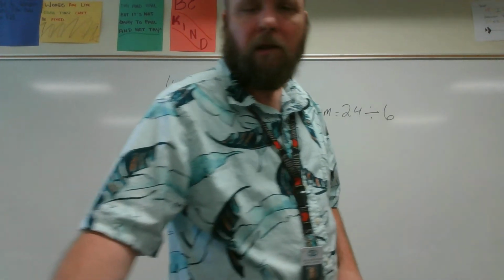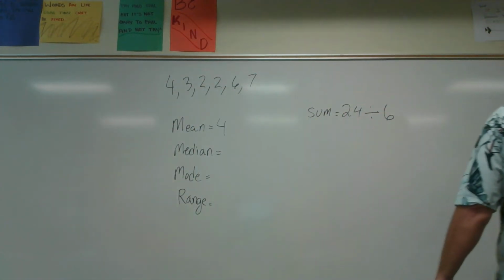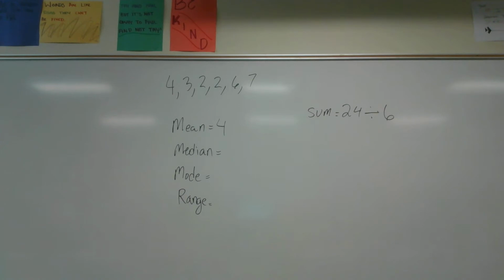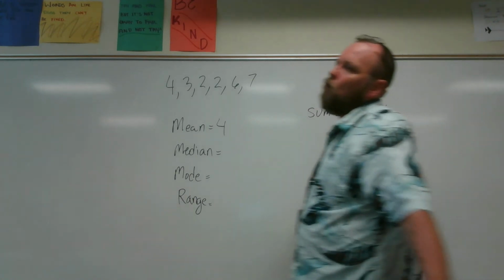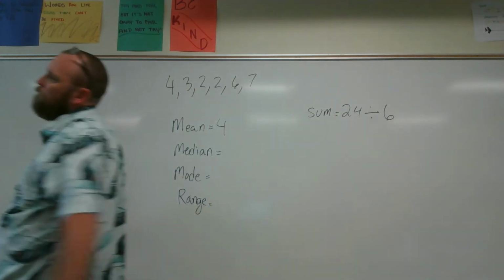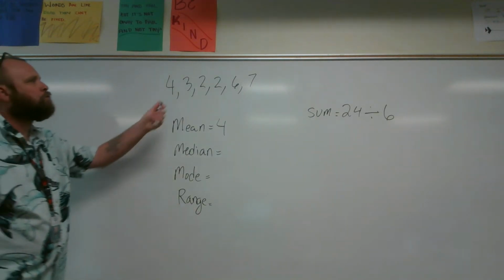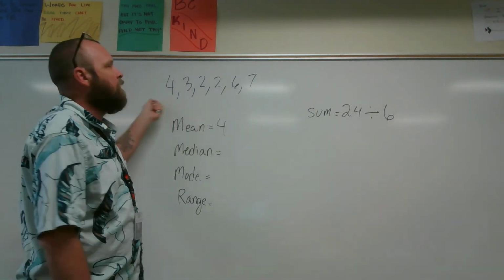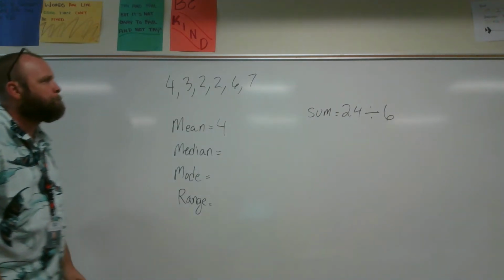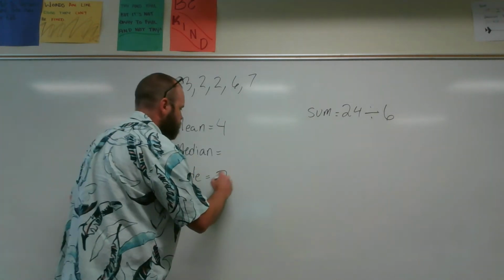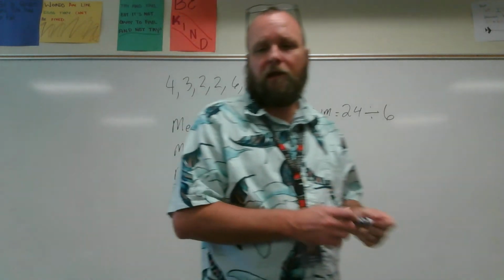Okay, good. Ethan, would you like to do median, mode, or range? Mode. Ethan, what is mode? How do you find mode? Mode is the one that appears the most. Good. So in this set of data, Ethan, what is our mode? 2. 2 shows up more than any other number.